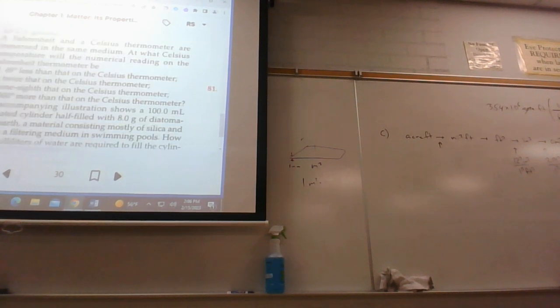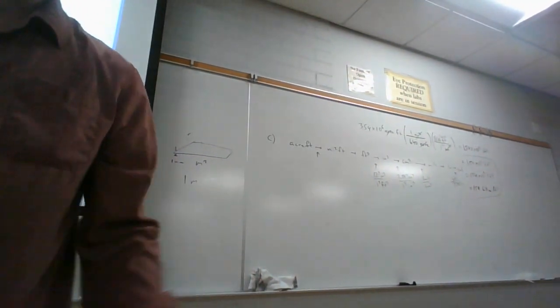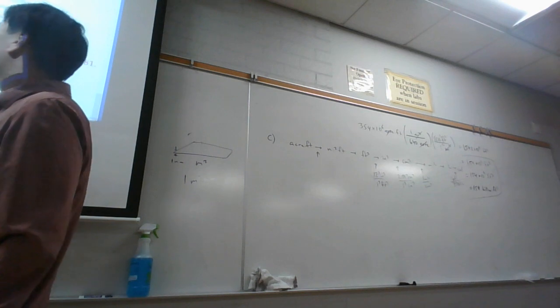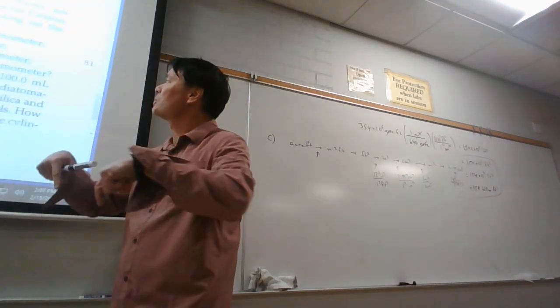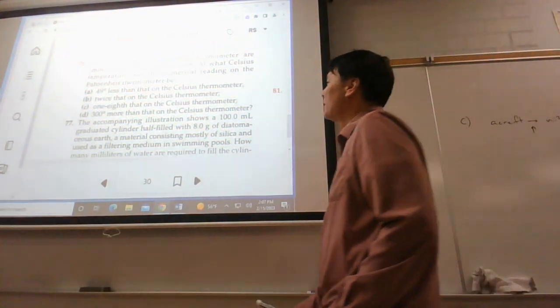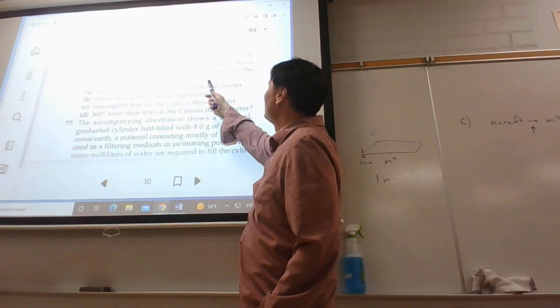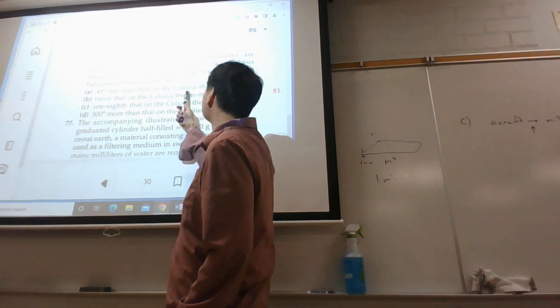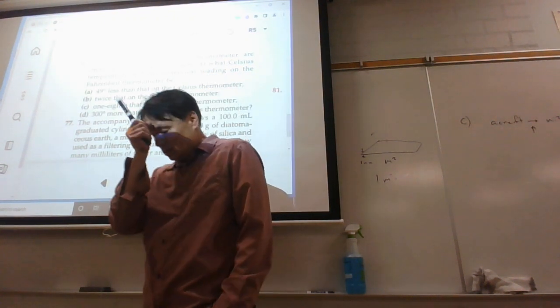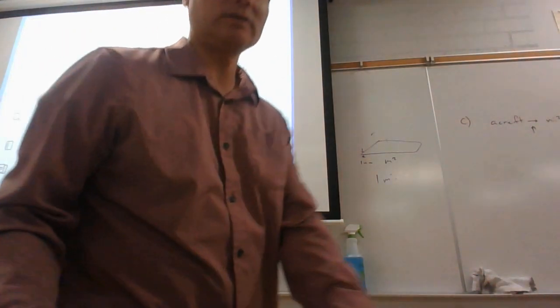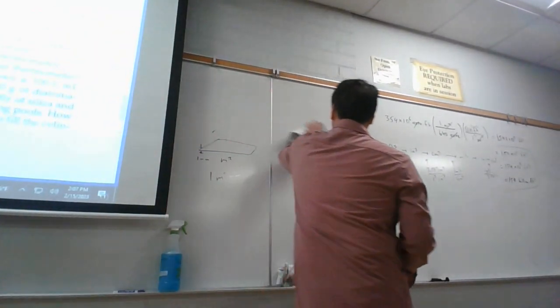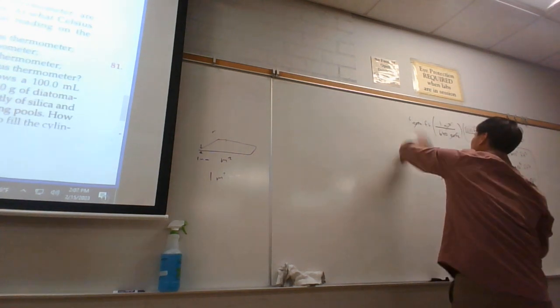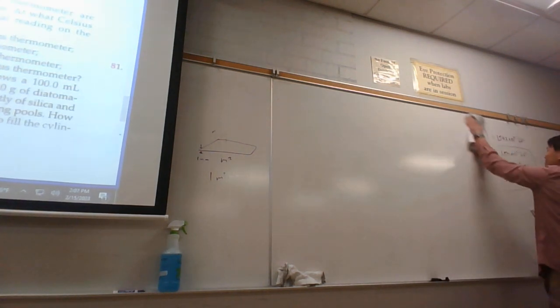Okay, let's look at 76. Fahrenheit and Celsius thermometers are immersed in the same medium. At what Celsius temperature will the numerical reading on the Fahrenheit thermometer be 49 degrees less than that on the Celsius thermometer? So let's take a look at the temperature scales, and then we'll answer this question.